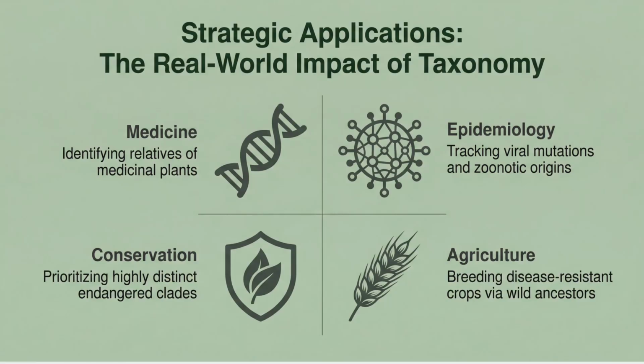Taxonomy has real-world impact across multiple fields. In medicine, it helps identify relatives of useful medicinal plants. In epidemiology, it guides tracking of viral mutations and zoonotic origins. In conservation, it prioritizes highly distinct endangered clades, and in agriculture, it enables breeding of disease-resistant crops using wild ancestors. So, classification directly informs practical decisions.